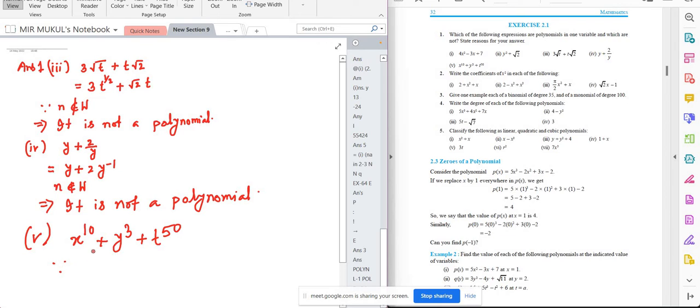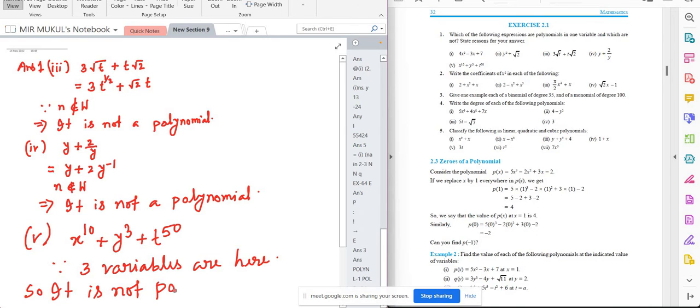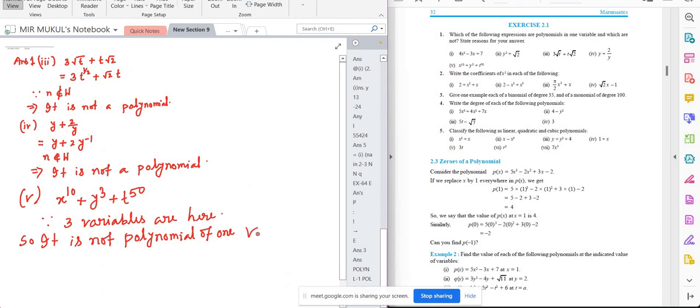Since three variables are here, it is not a polynomial of one variable. Right? So, understood?